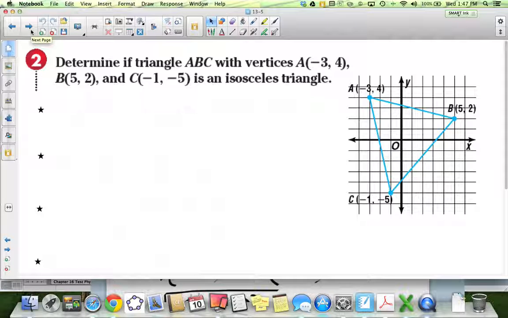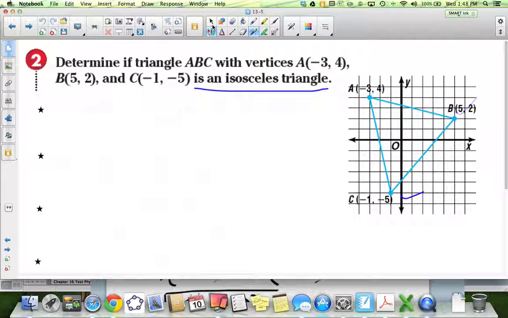Let's say you have a triangle and you want to determine if triangle ABC with vertices 3, 4, negative 3, 4, this is negative 3, 4, okay, and 5, 2, right here, and negative 1, negative 5, is an isosceles triangle. Now, the thing to remember is this.